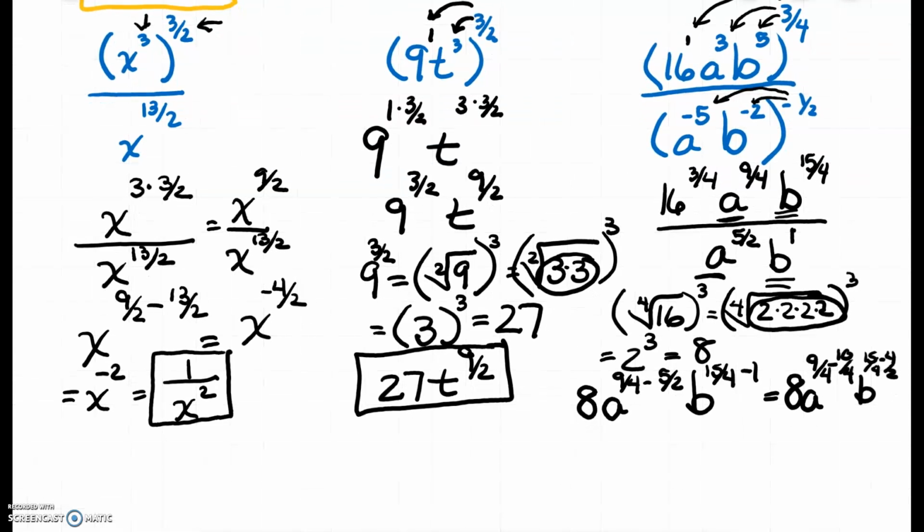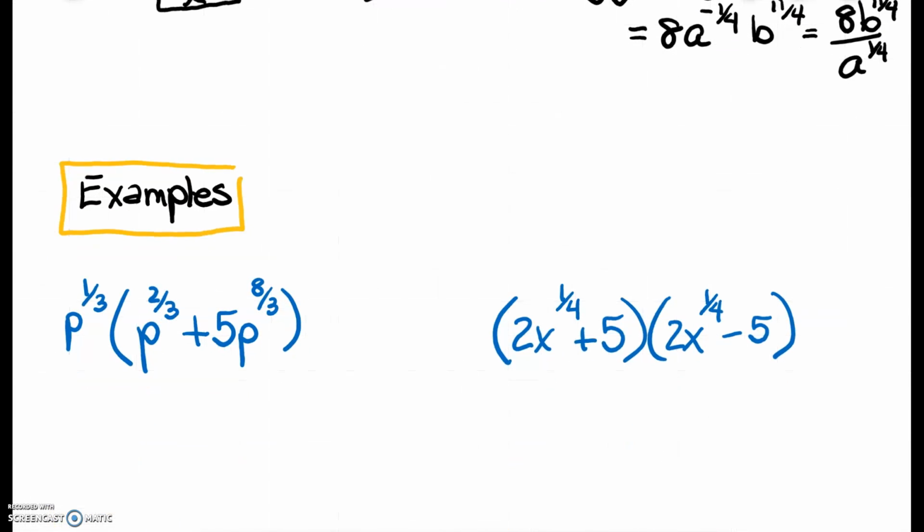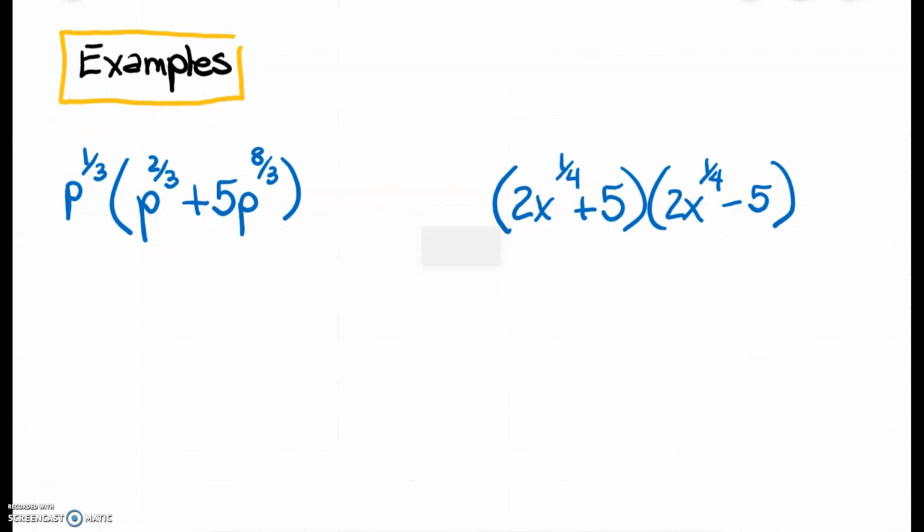And when I finish, I'm going to get 8a to the negative 1/4, b to the 11, oh, that's a 4, 11/4, which is simply going to be 8b to the 11/4 over a to the 1/4, because I need to write my answers with all positive exponents. All right, so let's move on to the last set of examples.